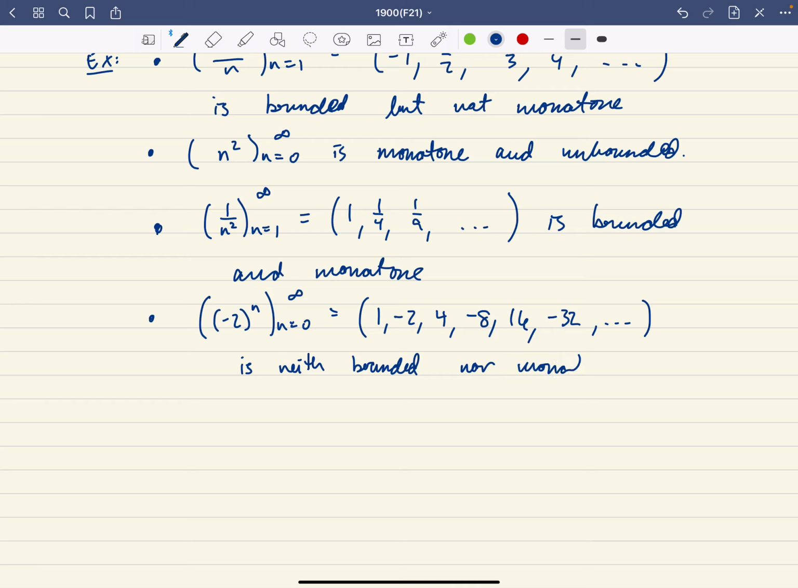So it turns out you can have examples that are any one of these categories. So bounded but not monotone, bounded and monotone, monotone but not bounded, or neither. And so I think I'm going to end this part of the video for now. But so far we've talked about introductions to sequences and then whether a sequence is monotone and whether or not a sequence is bounded.